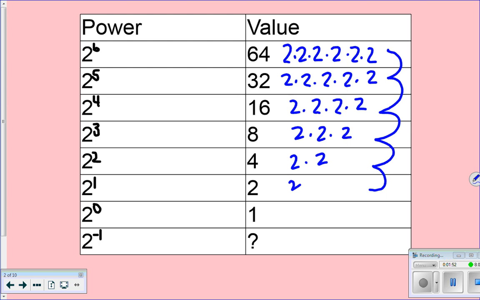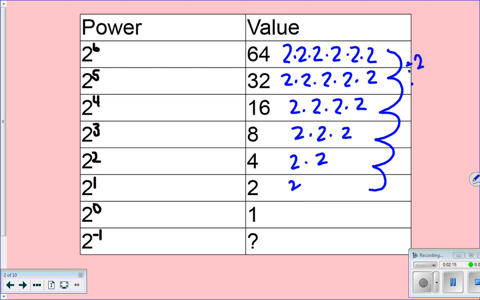Make sure you write that in your notebook. You're going to want to know that. Anything to the 0th power is always 1, no matter what base it is. It could be 8 to the 0th power, it's going to be 1. 10 to the 0th power is going to be 1. So many people say, well, if it's something to the 0th power, the answer is 0. Not true. And the reason is because obviously we talked about it.